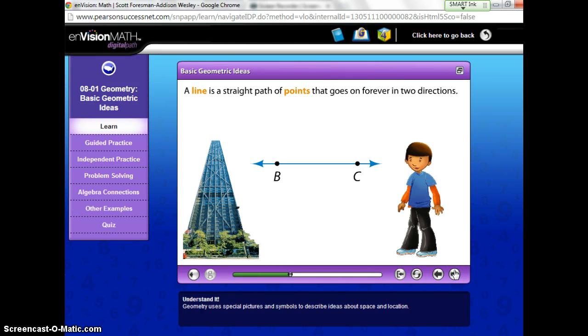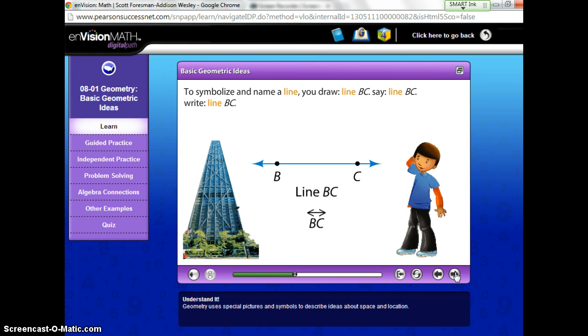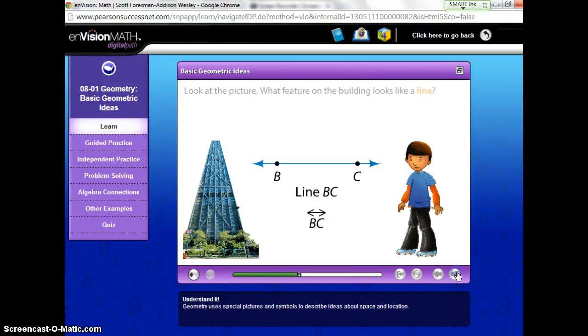Now, a line is a straight path of points that actually goes on forever in both directions. Those arrows mean that it would go on forever without stopping. To symbolize a line, we can draw it like this. We can write the word line BC, or we can write this symbol above it. I put another example over here on my board. Okay? Now, it is possible that you can switch those letters around, and it means the same thing. Line BC is the same thing as line CB.